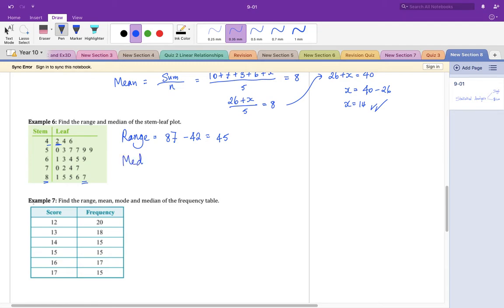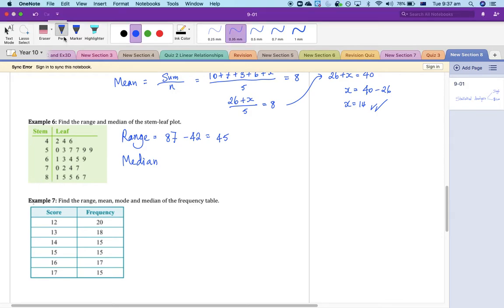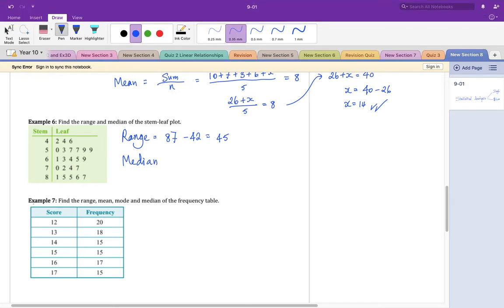Alright, now the median. This is where it's difficult to find the median straight away, just by observation, right? Because there are a lot of numbers. So let's first count how many numbers there are in total. That's 3, 9, 14, 18, 23. There are 23 numbers.